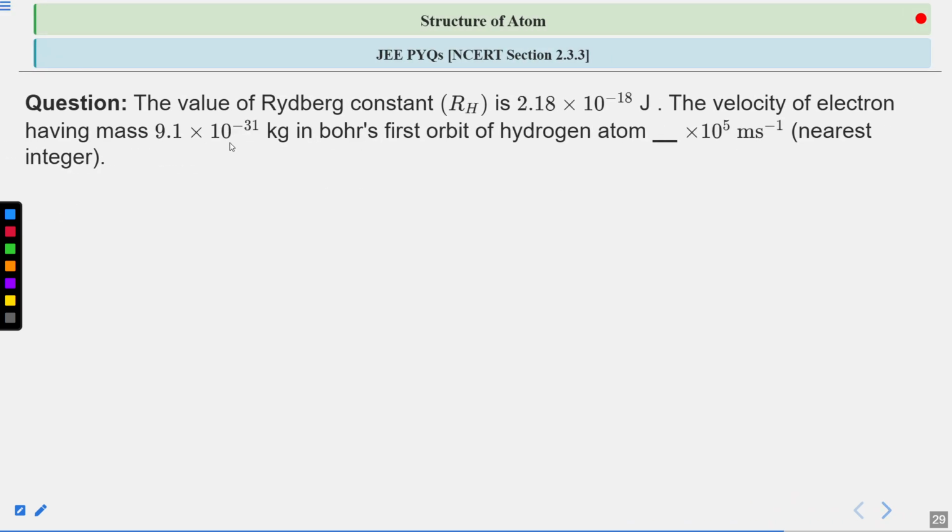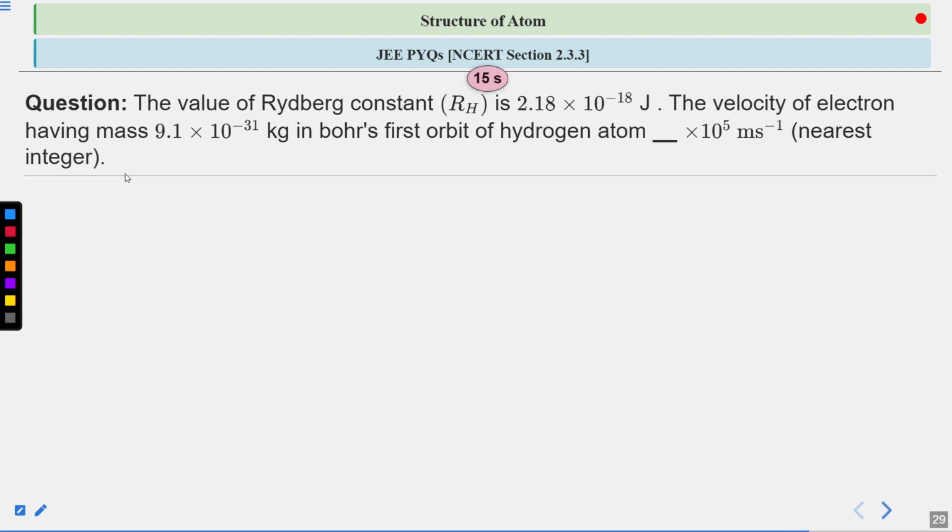Okay, so this is a JEE PYQ and it is covering the NCERT section 2.3.3. The question says that the value of the Rydberg constant represented by RH is 2.18 times 10 to the power minus 18 joule. The velocity of an electron, which has a mass of 9.1 times 10 to the power minus 31 kg, in Bohr's first orbit of the hydrogen atom is something multiplied by 10 to the power 5, and you have to tell the nearest integer. So you have to tell the velocity of the electron as the nearest integer.